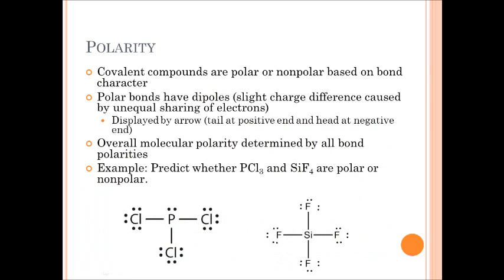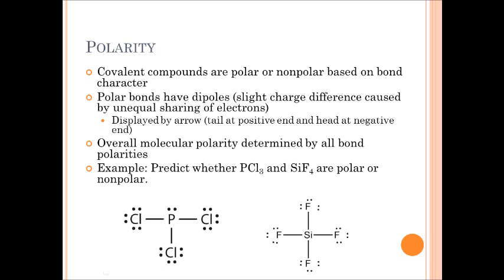Alrighty. And the electronegativity not only tells you what type of bond it is, but it also can tell you about the polarity. Covalent compounds are going to be considered either polar or non-polar based on their bond character. And a polar bond is going to have dipoles, meaning you're going to have a slight difference in electronegativity, and you're going to use an arrow to represent that. Okay? So difference in electronegativity does come into play here.